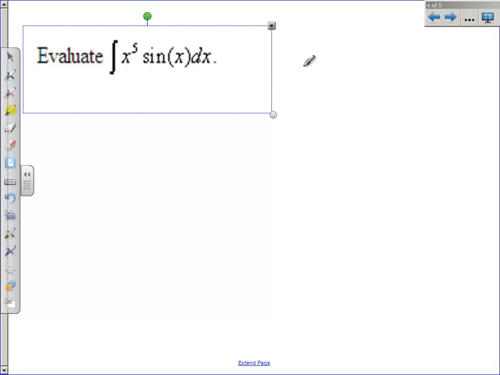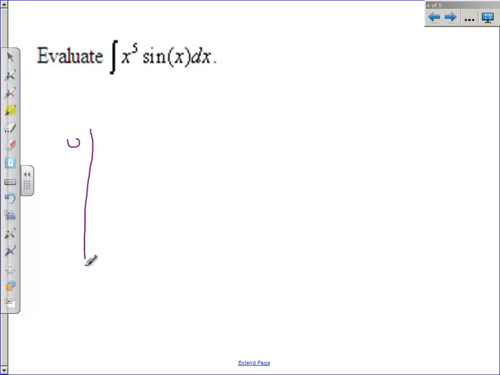So what we're going to do is we're going to make a little table. Now on this table, I'm going to have u. Oh, look at that straight line. And then dv. And I'm going to make my u be, well, what would you make your u be? No logs, no inverse, but there is a polynomial, so it's x to the 5th. Your dv is going to be the other part, so that's sine of x dx. I'll just keep it as sine of x.